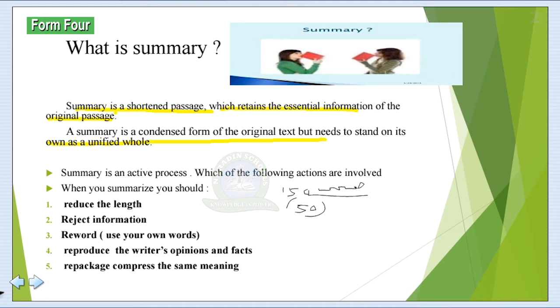We're going to take an example. Reject. What do you mean that these are the techniques of the summary? What is reject? Reject means all the details, the information, you're going to reject. Take the main points or the key points of the passage or the long text that you want to summarize. Reward, use your own words, not copy and paste, but use your words.